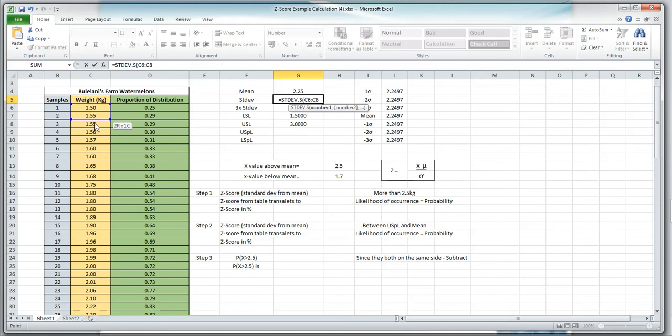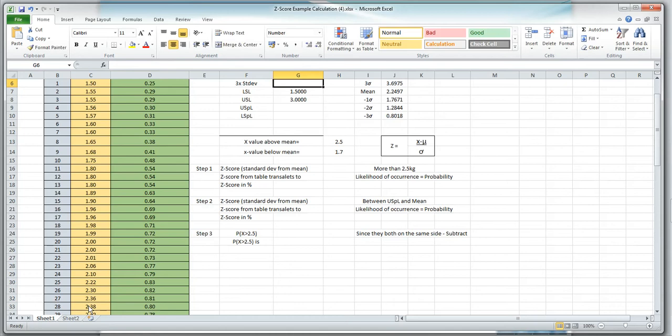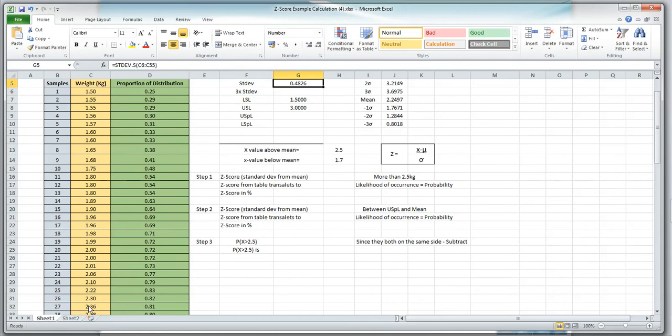Then we select the data that we need for that calculation, and that gives us a value of 0.4826. Now from that, we can calculate 3 standard deviations, because on either side of the curve there are 3 standard deviations. So our Z-scores would range from minus 3 standard deviations to plus 3 standard deviations. So we'll say equals 3 multiplied by the standard deviation of 0.4826. Then we get a value of 1.4479.